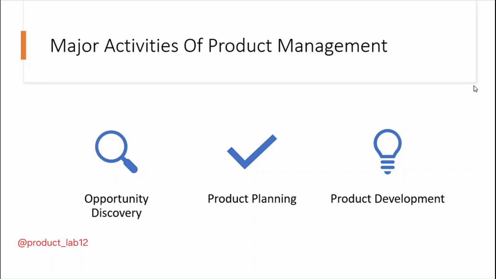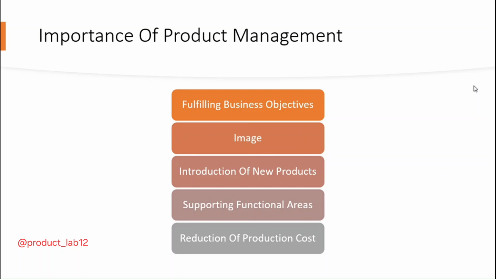So we will deep dive into all these topics as we go, in our further sessions. Now, the next is we need to understand the importance of product management. So, first, very important thing is fulfilling the business objective. Basically, it helps the business achieve its objective, produces products to satisfy need of user, and it increases sales for company.